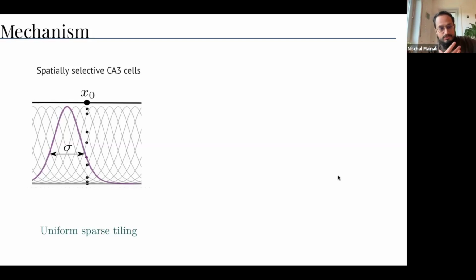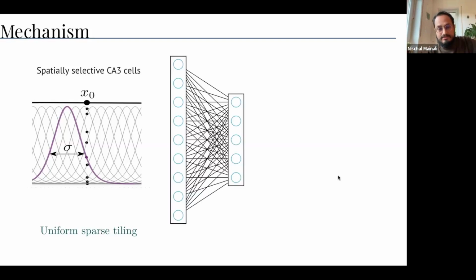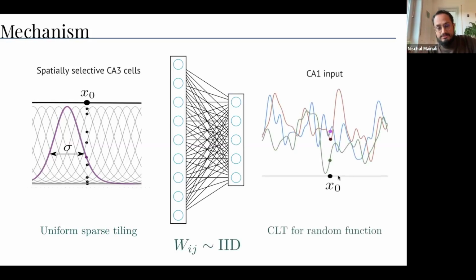Now, if we take a place code like this in CA3 and project it randomly in a feed-forward manner to CA1, the input to CA1 will indeed be a Gaussian process, and the connections need not be Gaussian themselves, but we can invoke some sort of central limit theorem kind of result for random functions and see that the input will roughly be a Gaussian process in CA1. So there's two ways to look at it, one as a proposal for mechanism, and the other is to interpret the success of the result as there being a random connectivity from CA3 to CA1, or predominantly random connectivity from CA3 to CA1.